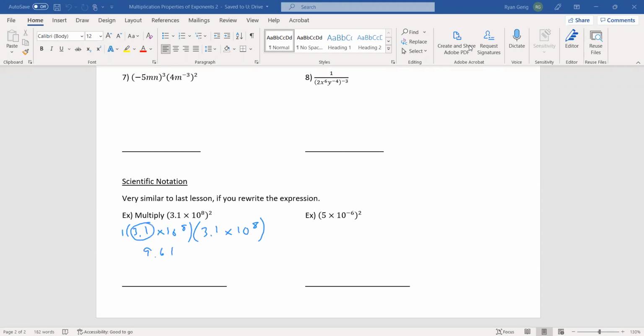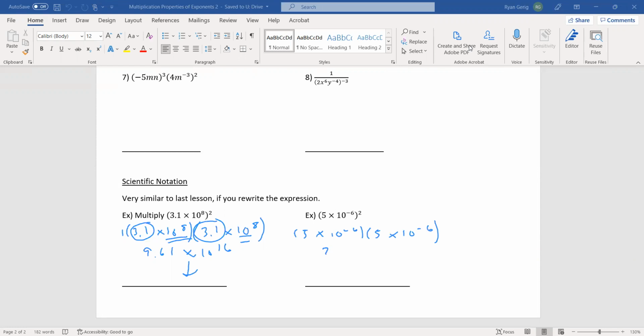So what I did is just multiply those two, and then I'm multiplying these two. 10 to the 8th times 10 to the 8th is 10 to the 16th. And because 9.61 is less than 10, I'm done. That's the answer. We'll do number 2, 5. I recommend writing it out. I still do to this day. So it's a good habit to get into.